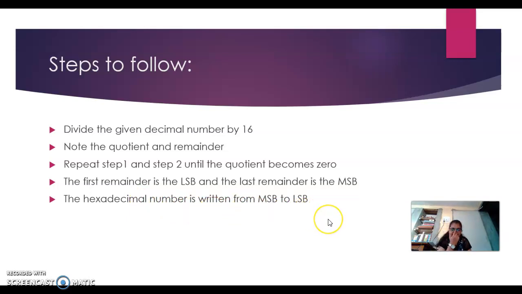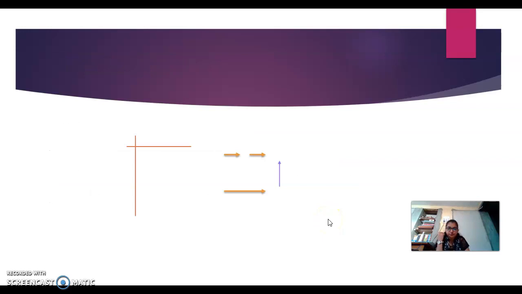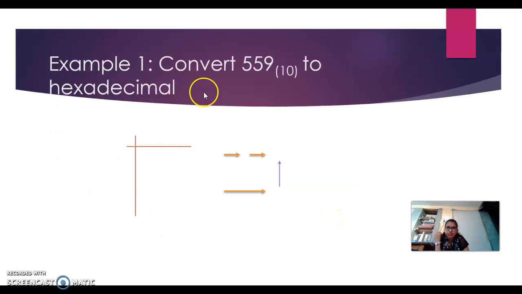Now let us take an example for this. Our example here is convert 559 to the base 10 to hexadecimal. How will you do it? We'll start dividing it by 16. See, 16 3s are 48. 55 minus 48 is 7. The remaining number is 79. We don't have 79 in the table of 16.